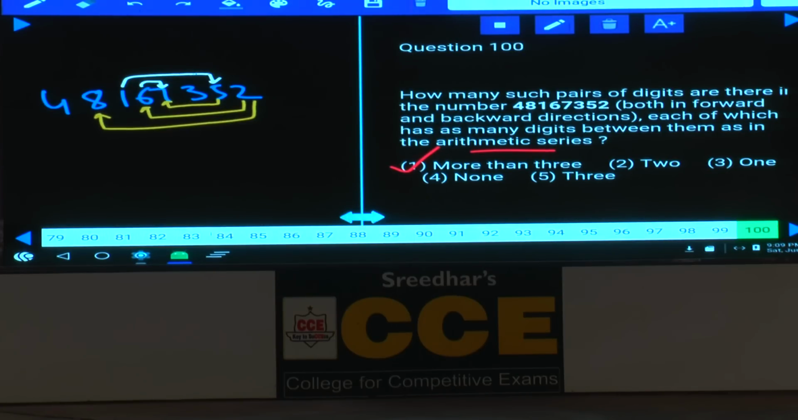And this is about question number 66 to 100, paper number 694. Done with this paper? Any doubts? Now question numbers 51 to 55.